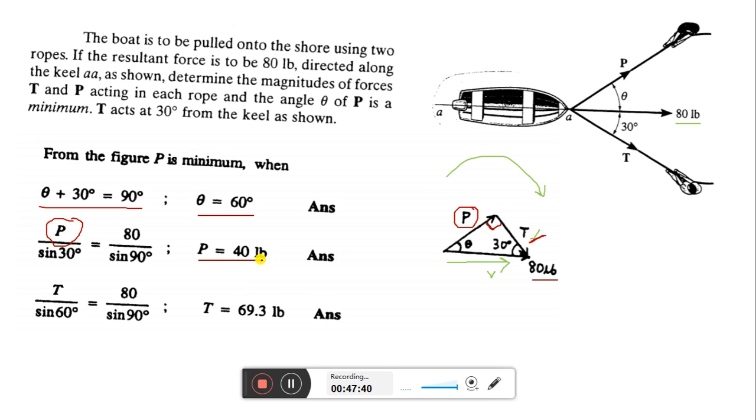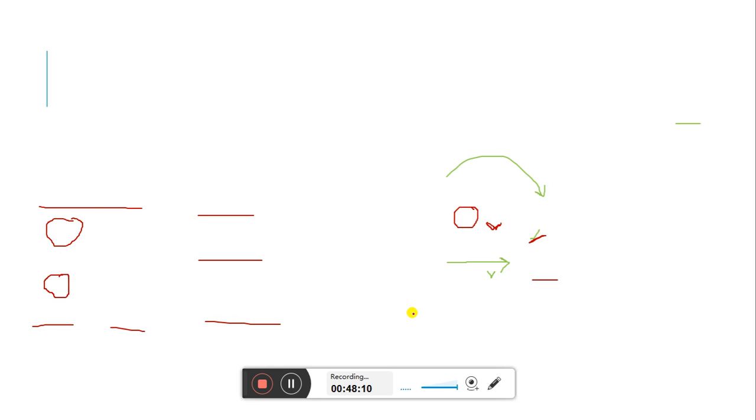Next, T divided by sine theta, theta we already calculated, sine 60 degree, is equal to 80 divided by sine of this angle, 90 degree. Here also only T is unknown, so you can find out the value of T, that is 69. So you have calculated all the values.